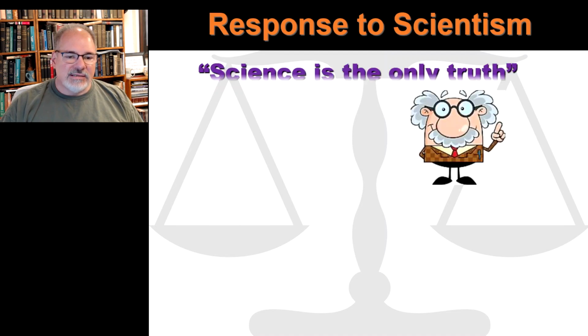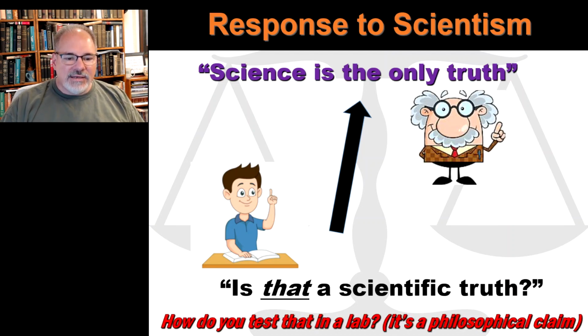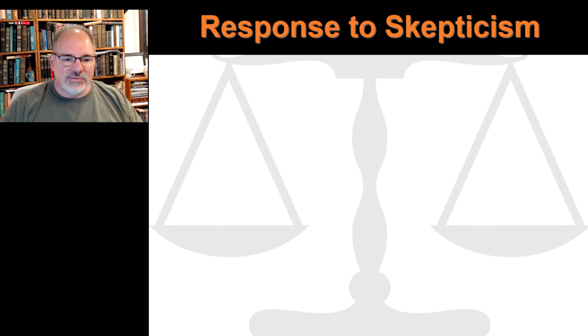Scientism, right? People worship science. Science is the only truth. Is that a scientific truth? Can you take that claim and put it under a microscope and say, yes, science tells us that's true? No. How do you test that in a lab? It's a philosophical claim. You have to have a philosophy to do science. Before you ever get to the lab, before you ever do an experiment, you reason it out, right? There's a whole logical reasoning process why you're going to do that experiment or come up with a hypothesis in the first place, right? So you have to use philosophy just to do science, and you can't put philosophy under a microscope. Scientism fails.